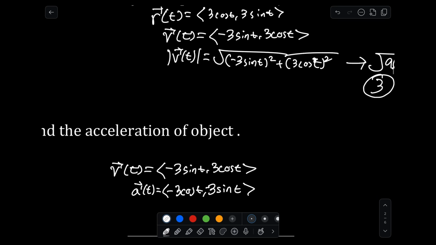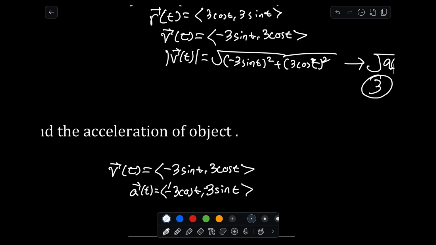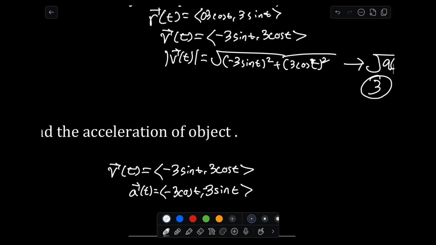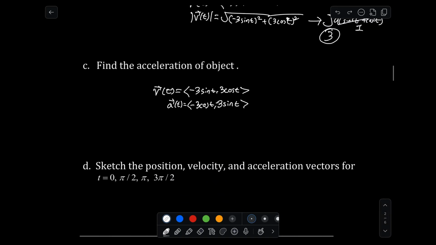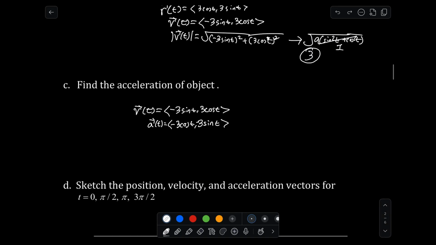So you can see right here, there's the negative, but up here, there is no negative on either one. That's an interesting thing that we're going to see with this. And for part D, we're going to sketch the position, velocity, and acceleration vectors for this. So let's just call blue our position, green our velocity, and orange our acceleration.